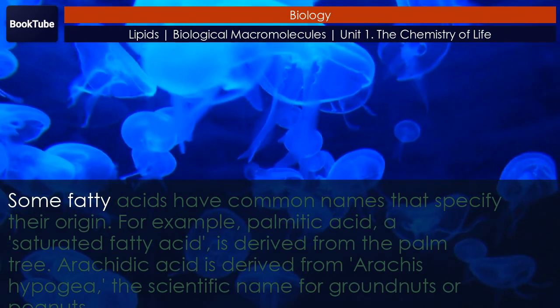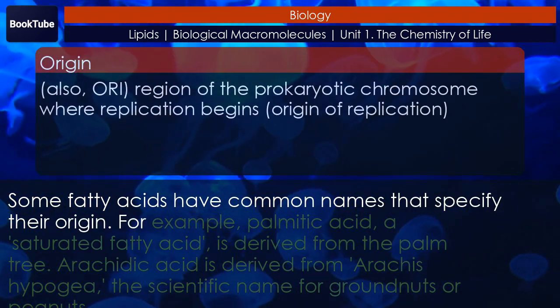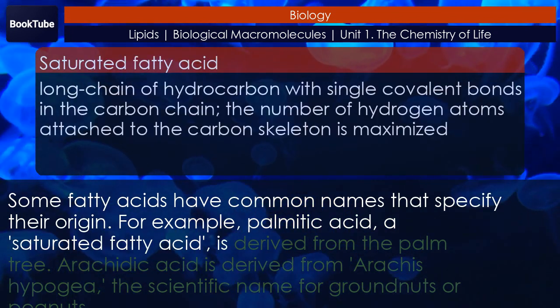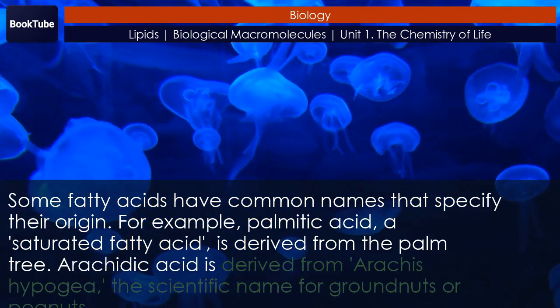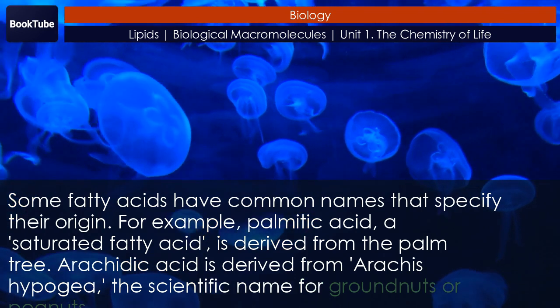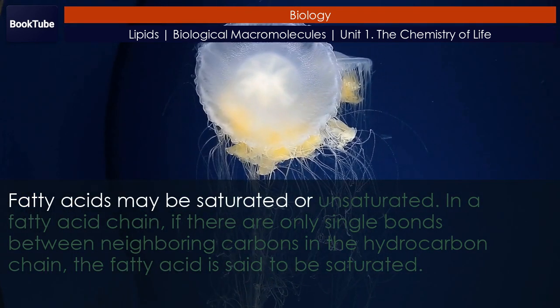Some fatty acids have common names that specify their origin. For example, palmitic acid, a saturated fatty acid, is derived from the palm tree. Arachidic acid is derived from Arachis hypogea, the scientific name for groundnuts or peanuts. Fatty acids may be saturated or unsaturated.